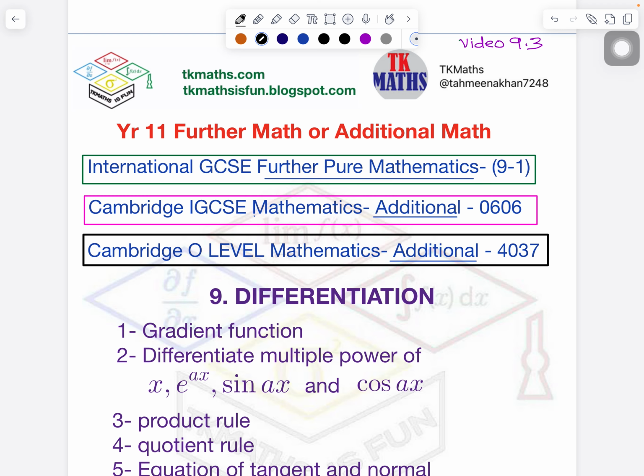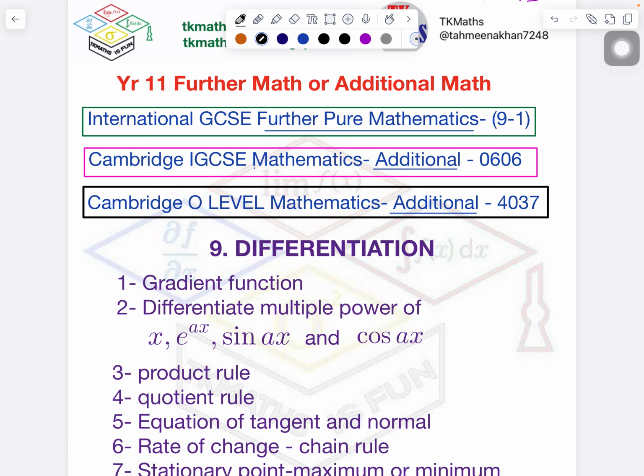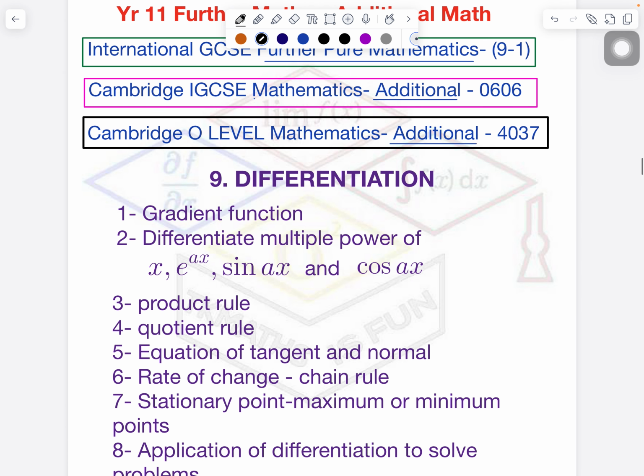In this video, we will continue learning differentiation. It is a part of the syllabus of Year 11 Further Maths or Additional Maths. The only difference is in Further Maths Pearson and Edexcel, we have differentiation of trigonometric functions sine and cosine, whereas in other boards, differentiation of tangent is also part of the syllabus. So the rest of the things are the same.